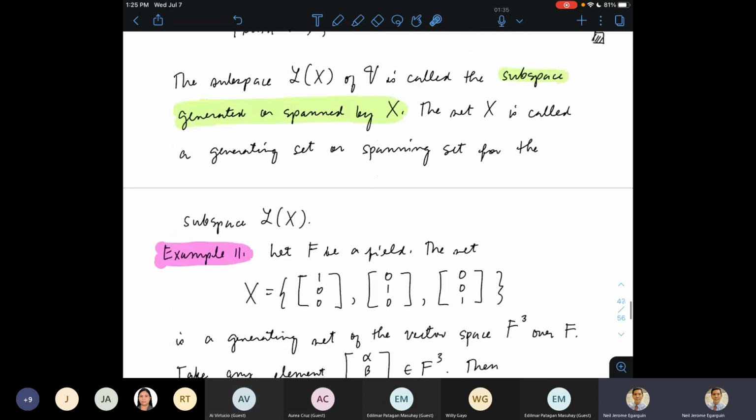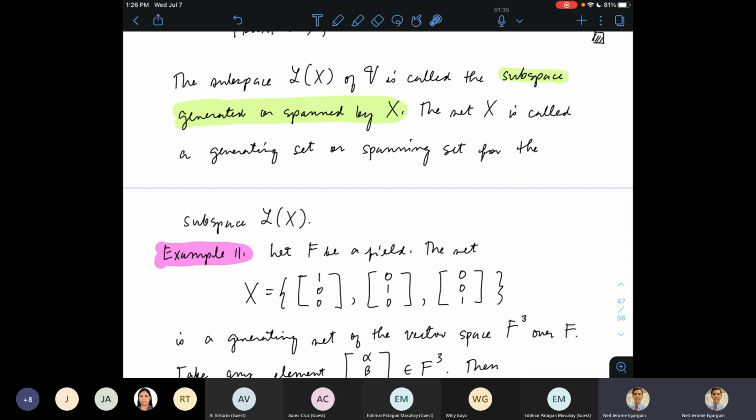Oh, yes, Miss I, you have a question? Sir, in effect, is curly L of X the smallest subspace of V that contains X? Exactly. That's what statements 2 and 3 are saying. So it is the smallest subspace of V that contains capital X. Because it is the intersection of all possible ones, it should be the smallest.